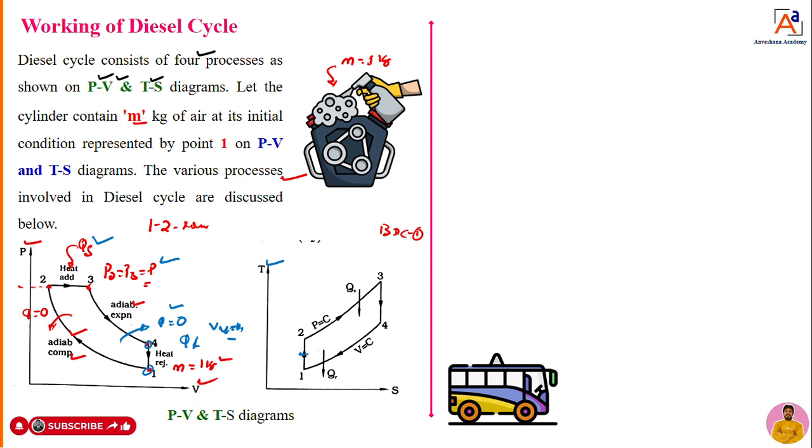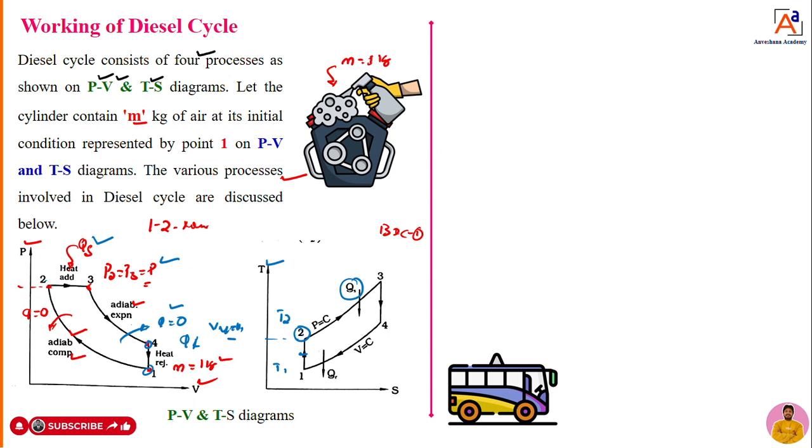1 to 2 is what? Compression, adiabatic compression. What happens when the air is compressed? The temperature is going to increase from T1 to T2. Again, at 2 to 3, we are going to supply a certain amount of heat by supplying fuel, actually, because the air is already compressed. When the air is already compressed, it is going to have a temperature of 250 degrees Celsius.